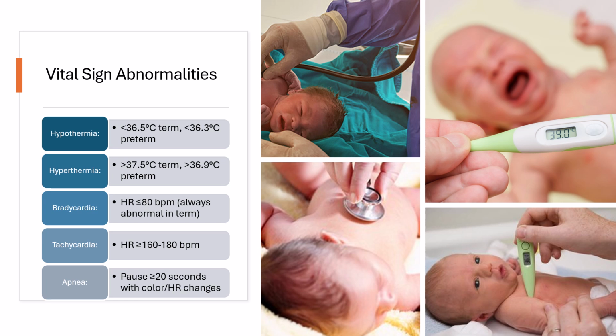Bradycardia, heart rate at or below 80 BPM, is always abnormal in a term infant. Tachycardia is generally considered a heart rate at or above 160 to 180 BPM, and apnea is defined as a pause in breathing of 20 seconds or longer, especially when accompanied by color changes or heart rate changes. Expect questions asking you to identify abnormal vital signs and their clinical significance.